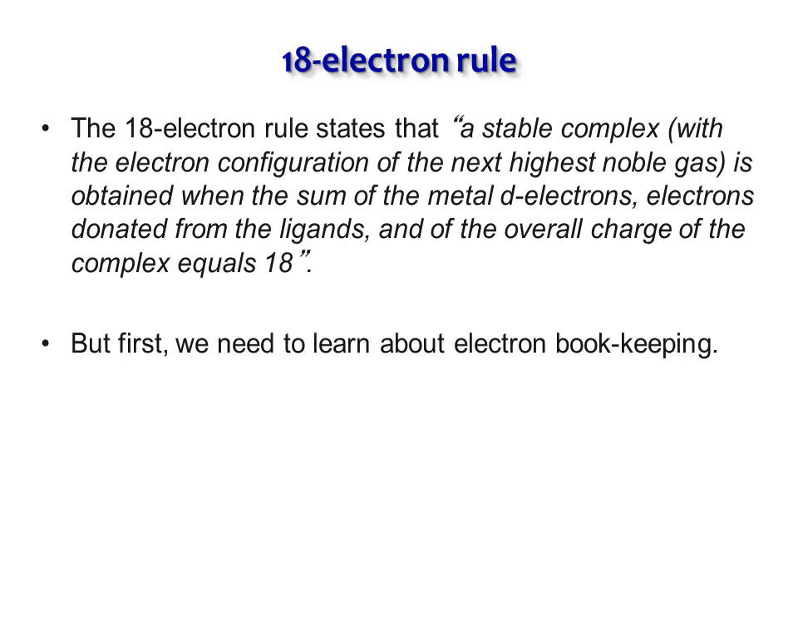Unlike coordination compounds, organometallic compounds have relatively few stable electron configurations. In fact, organometallic complexes with strong field ligands usually have 18 valence shell electrons around the metal atom. The 18 electron rule states that a stable complex with the electron configuration of the next highest noble gas is obtained when the sum of the metal d electrons, electrons donated from the ligands, and the overall charge of the complex equals 18. So we can use this rule to predict the stability of organometallic complexes, but first we need to actually learn how to use the 18 electron rule.